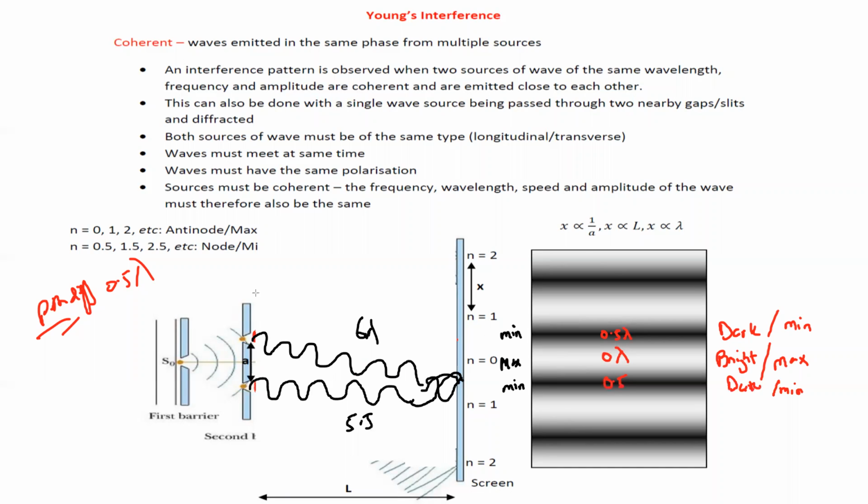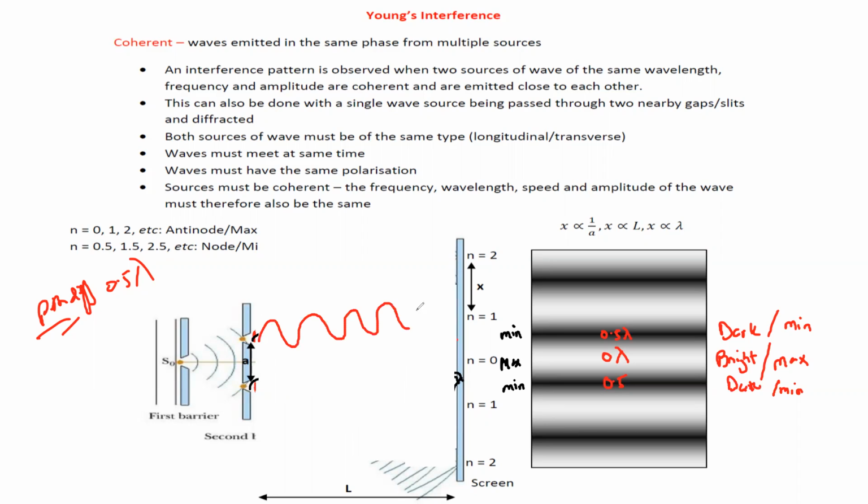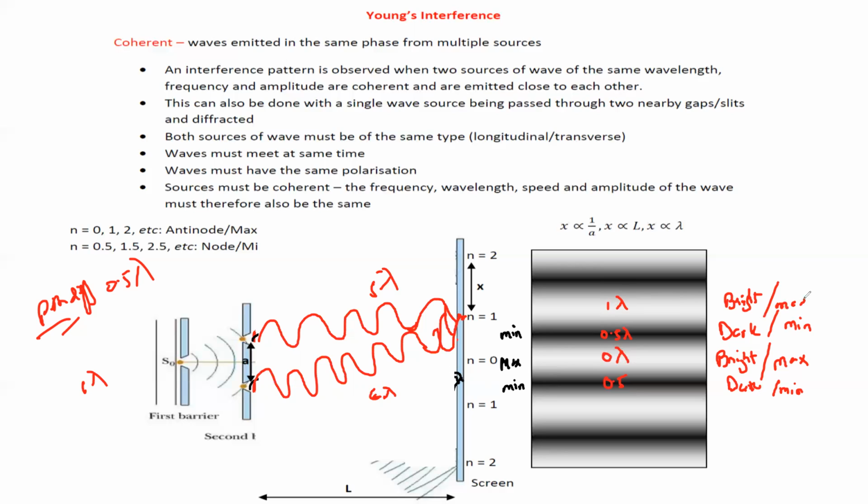So some regions will have constructive interference, where we observe a bright light, and some regions will have destructive interference, so there will be dark. For example, one wave covers 5 wavelengths and the other covers 6 wavelengths. So what is the path difference at this point? The path difference is equal to 1 lambda. Whenever the path difference is 1 lambda, the interference is constructive, that region will be bright, and we will have a maxima.